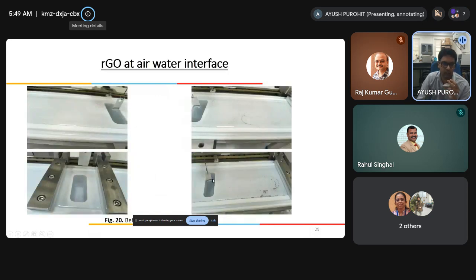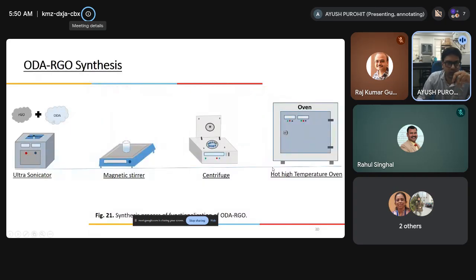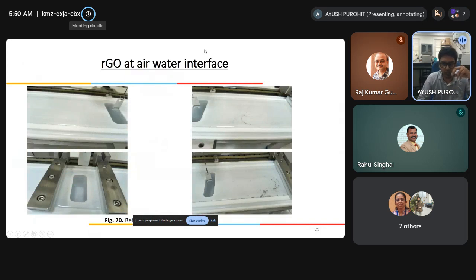This is the RGO at the interface. When we try to pour the RGO at the interface, the RGO is not showing good behavior. So to improve the dispersibility, we use a polymer, synthesized with the help of ODA. It is not spread properly, and it is like sand sprinkled particles. So this is not showing a good result at the interface.